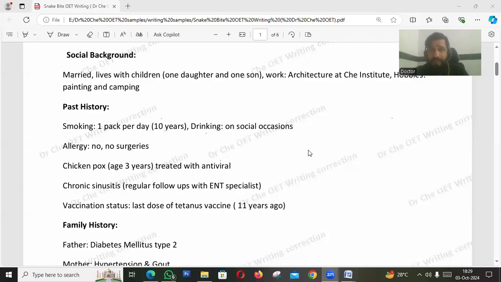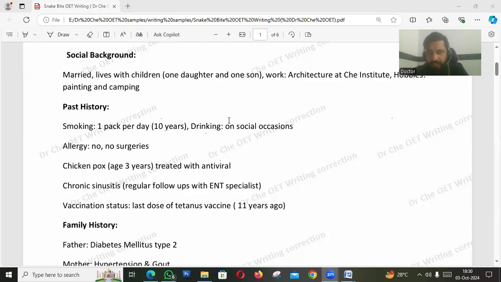Another thing is, patient was bitten by a snake. Is it important to mention these things for a snake bite and for the treatment of snake bite? No, sir. Okay, there is no need. So if any of you writes a paragraph about social history of this patient, past medical history, you will clearly fail your exam, okay? Sir, and what about the last dose of tetanus vaccine?